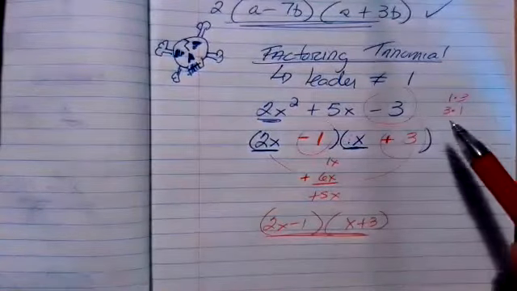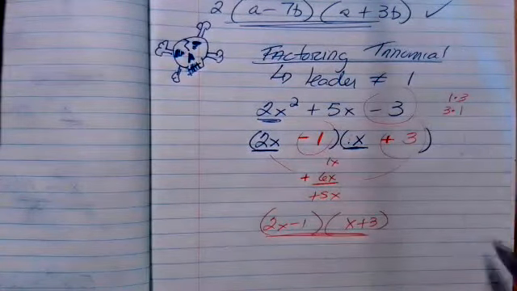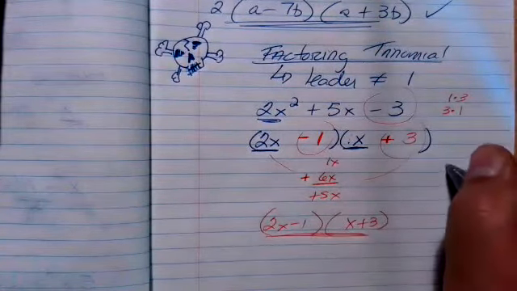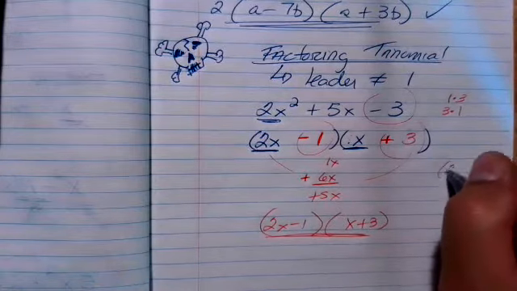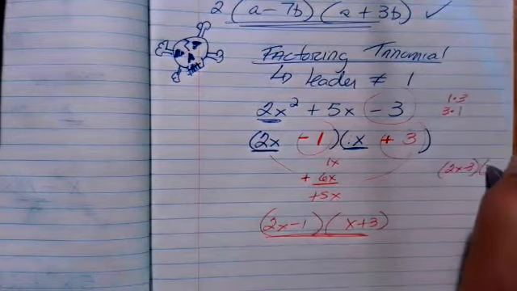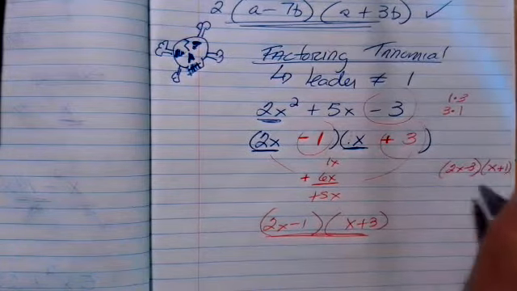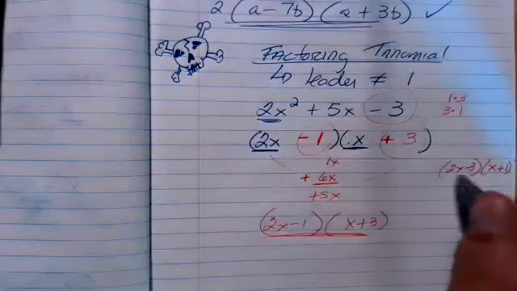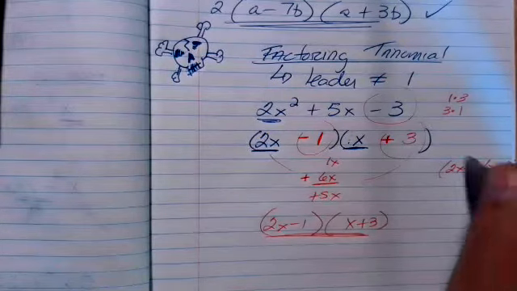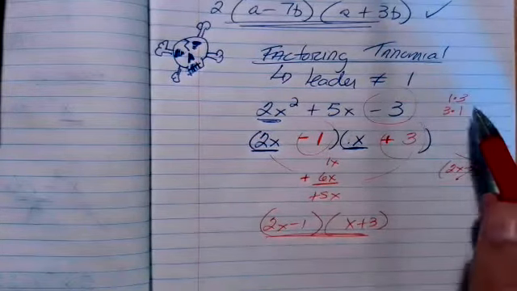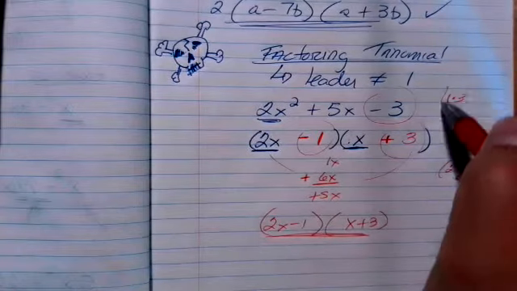But note, I wouldn't have been able to use 3 and 1, right? It wouldn't have worked if I did 2x minus 3 and x plus 1. This wouldn't have given me my B term. So we were lucky that our first shot, we got it.